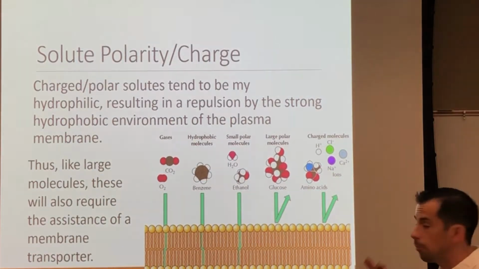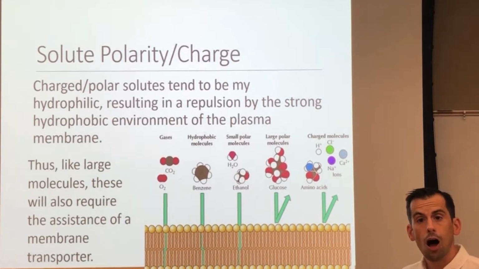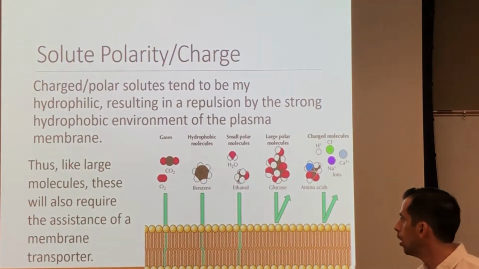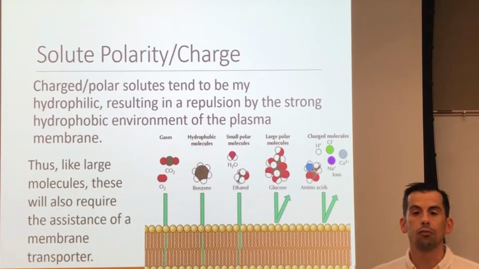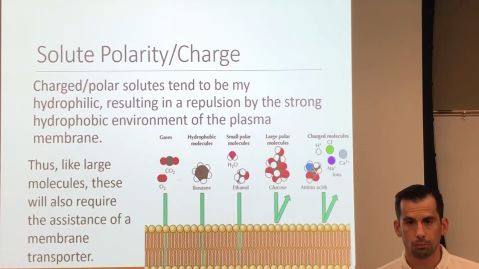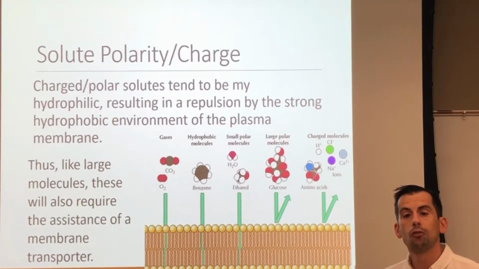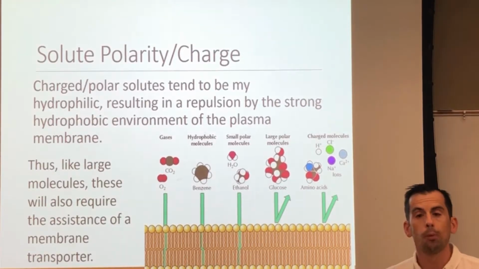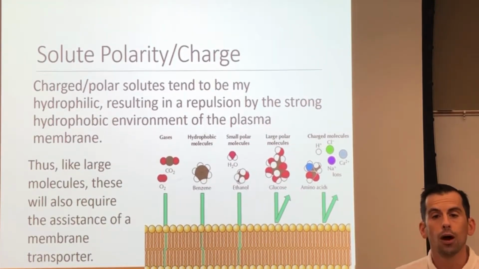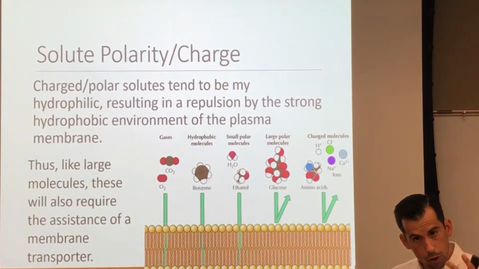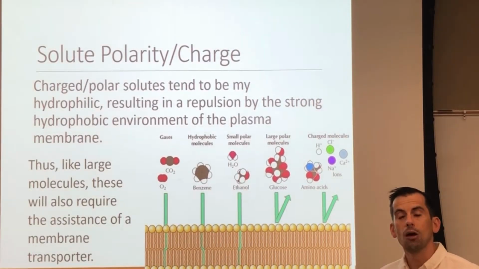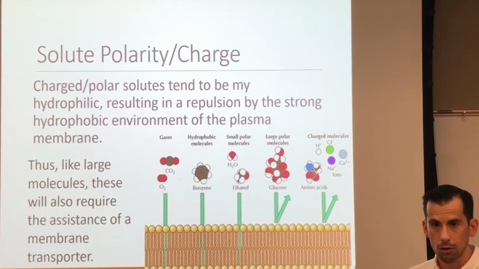So if we want to check our boxes again on which solutes can use simple diffusion, number one, they have to be small enough to go through the phosphate openings. And number two, they have to be hydrophobic enough or nonpolar enough to go through that fatty acid environment. If we don't check both of those boxes, then we have to use facilitated diffusion.